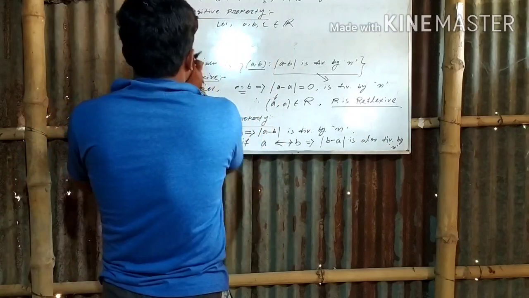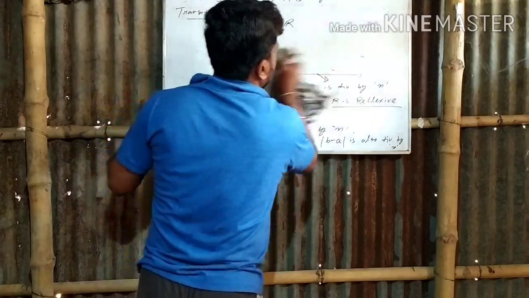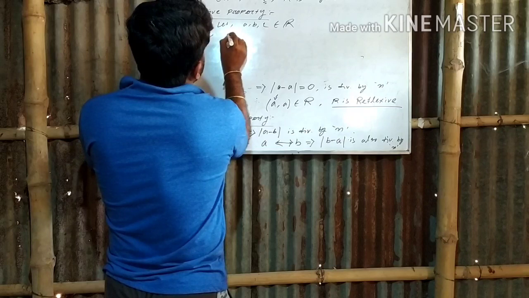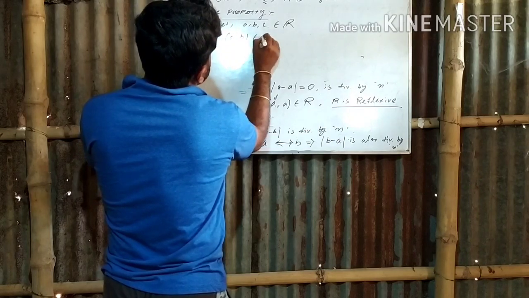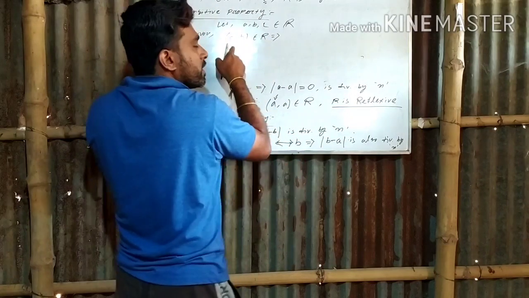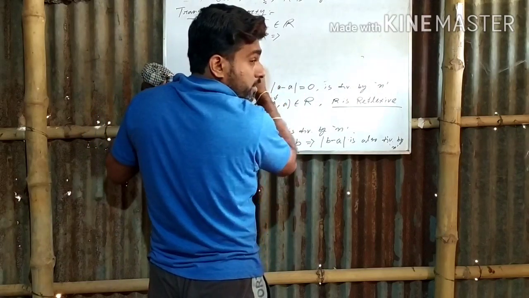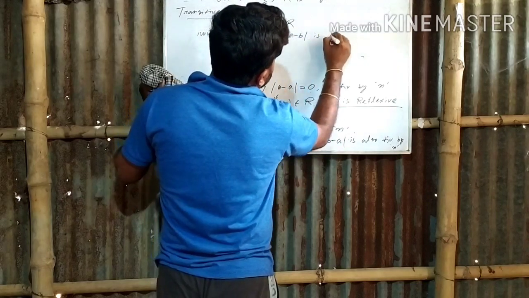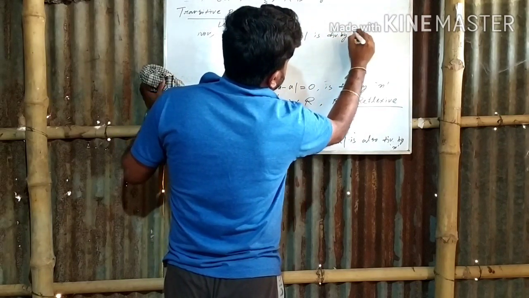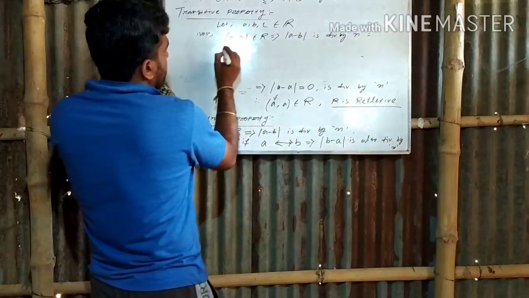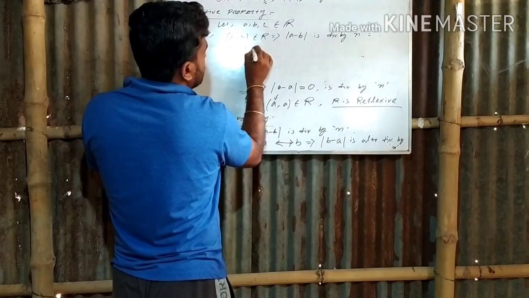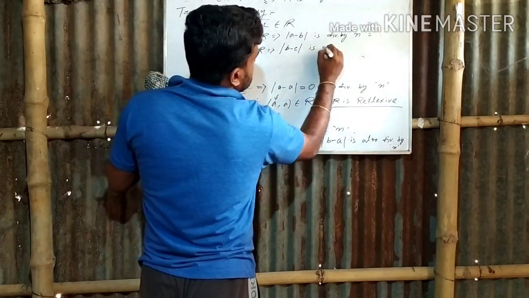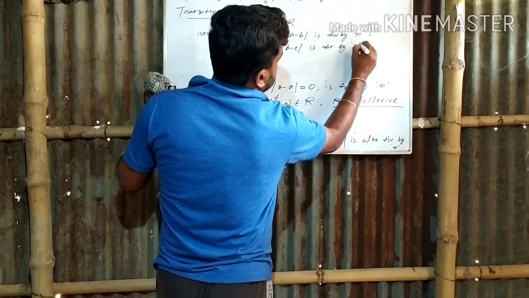So the first, according to the question, A comma B belongs to R, and this implies when this ordered pair belongs to the relation set, the condition is what? Mod of A minus B is divisible by n. Again, the ordered pair B comma C belongs to R. That is, mod of B minus C is divisible by n.